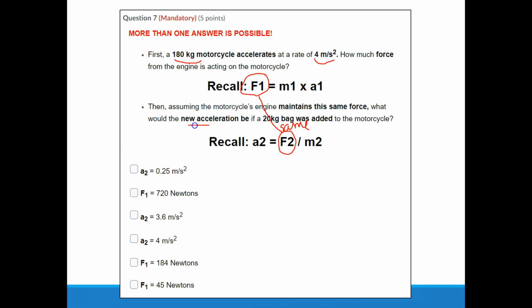But we would want to figure out what the new acceleration is going to be if a 20 kilogram bag is added. So we're actually increasing the mass here, which is why our acceleration is going to change. So let's take a look at that. And again, if you see down here, you're going to end up with multiple answers, so make sure you read those carefully.